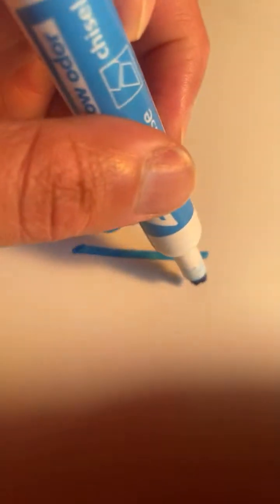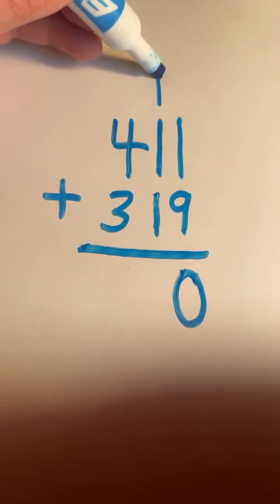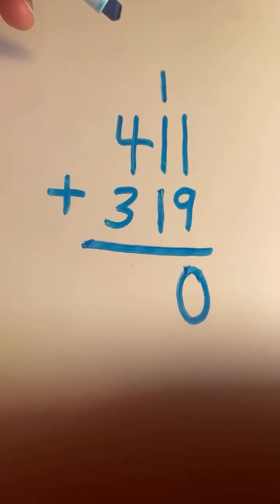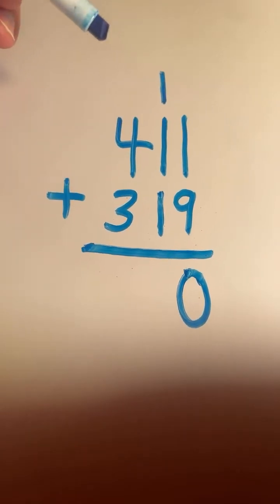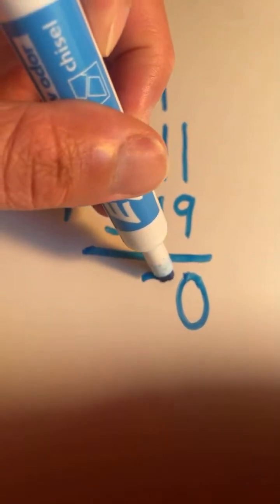1 plus 9 equals 10. So the 0 in 10 goes in the ones place. The 1 in 10 gets carried over to the tens place. 1 plus 1 plus 1 equals 3.